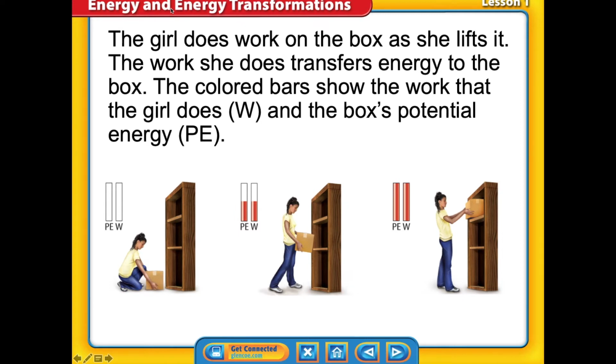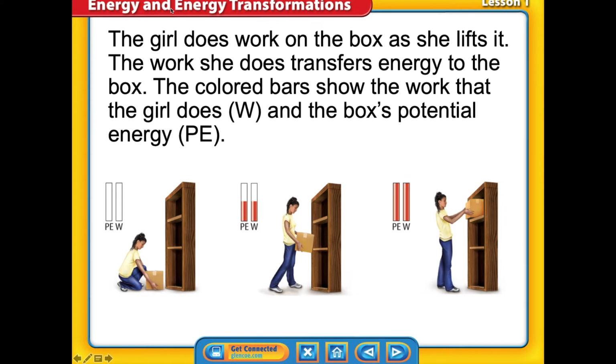The second photo you see, now she's lifting the box. The potential energy is coming up because of gravitational potential. There is a possibility she could accidentally drop the box because of gravity. And the work is happening because she's fighting the force of gravity. So you can kind of see the potential and the work are even here.